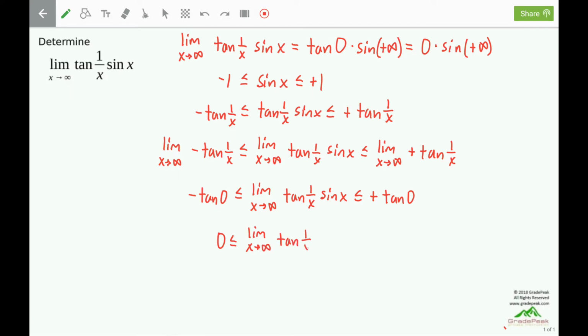The middle limit we will leave as is. And the tangent of 0 is 0. So the middle limit is being squeezed between 0 and 0, and therefore the middle limit as x approaches positive infinity of tangent of 1 over x times the sine of x will equal 0 due to the squeeze theorem. And we have determined the limit is given.